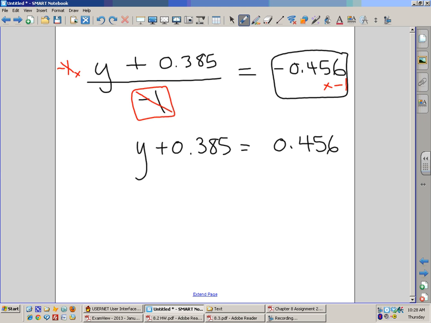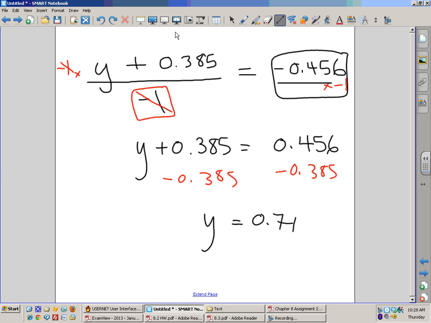And it's pretty easy from here. We can take and do a negative 0.385 and a negative 0.385. We get 0.56, 0.15, 0.71. And so our answer is y equals 0.71. So that one, if it had a second fraction here, if we would have seen another fraction underneath here, we could have gotten that common denominator. But because we just saw the one fraction, we just simply used this guy to cancel out that.